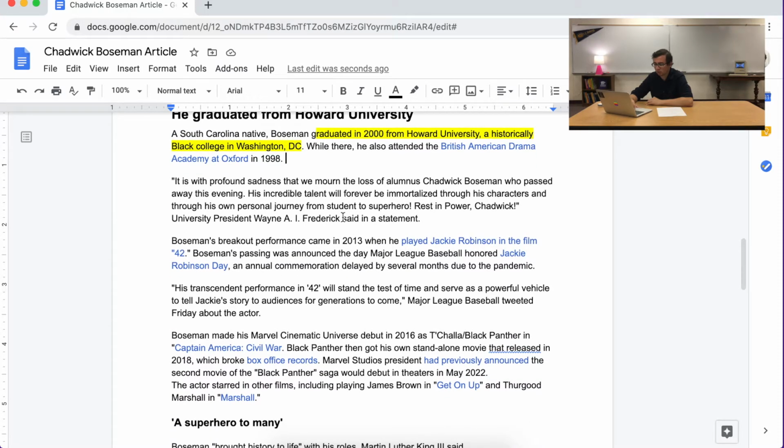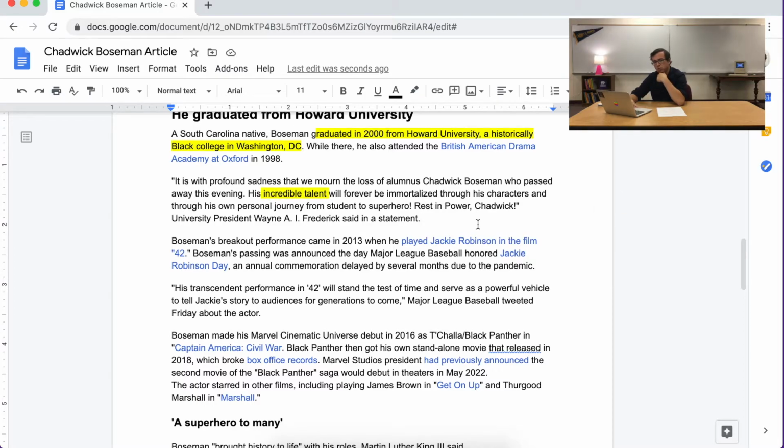It is with profound sadness that we mourn the loss of alumnus Chadwick Boseman, who passed away this evening. His incredible talent will forever be immortalized through his characters and through his own personal journey from student to superhero. Rest in power, Chadwick, University President Wayne A.I. Frederick said in a statement.